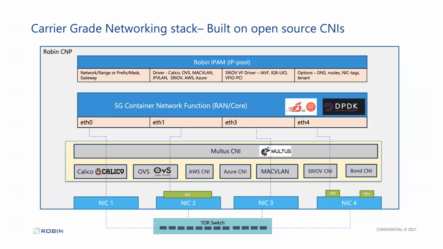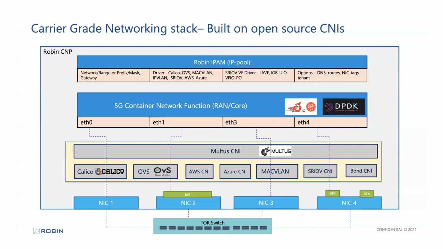So once you create an IP pool, when you're ready to deploy the application, you can just specify the IP pool name for the application, and you can have more than one IP pool assigned for the application, whether it's a CNF or VNF.